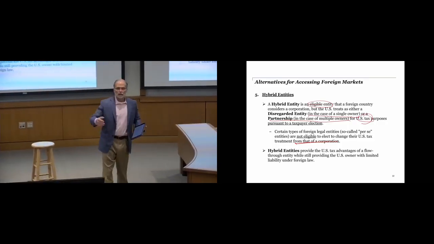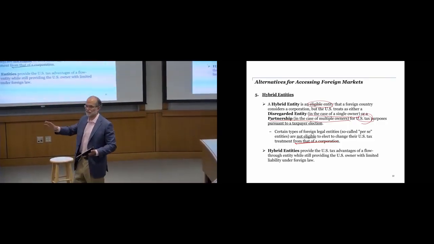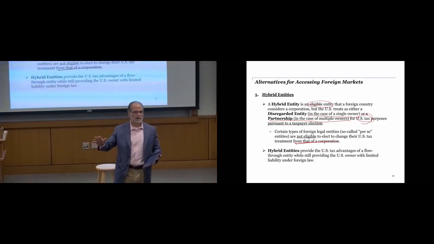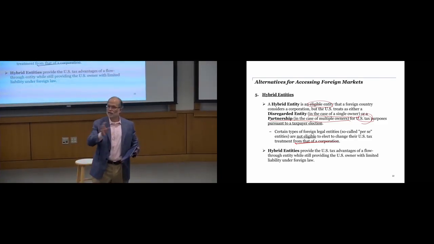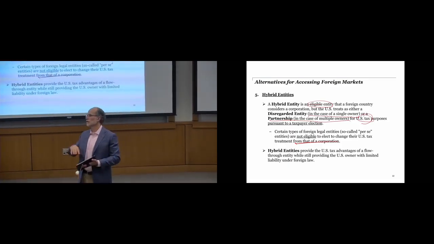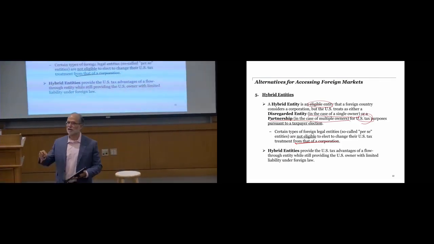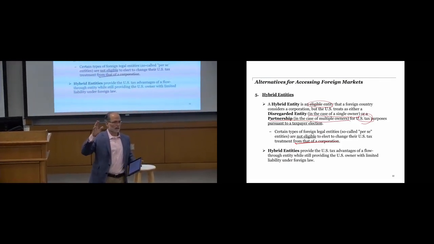Below those levels, there's lots of different types of entities that allow you to get corporate treatment that we can then change our classification other than as a corporation for U.S. tax purposes. For example, in Germany, there's an entity called a GmbH.